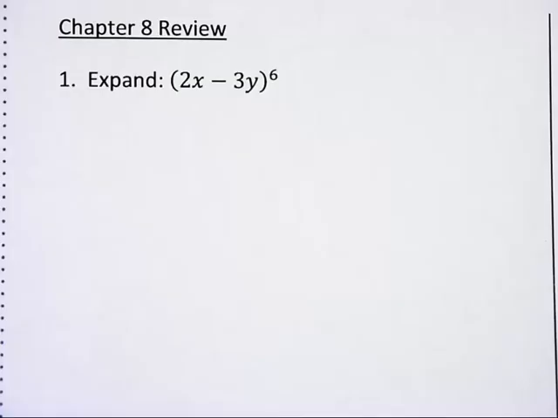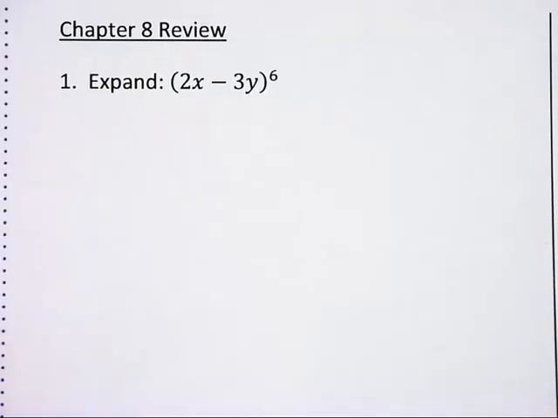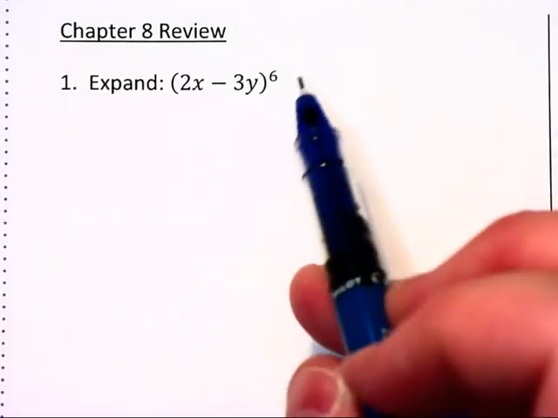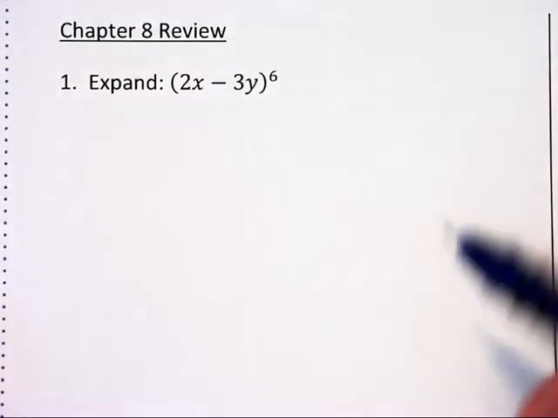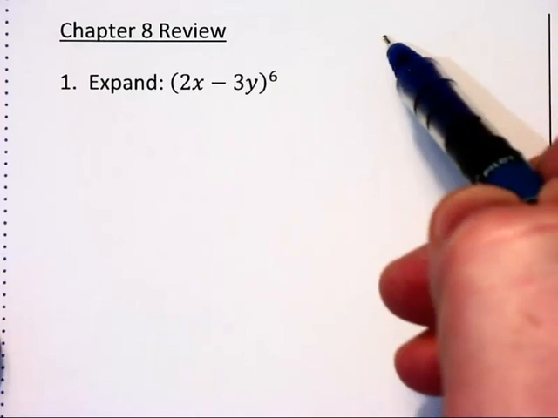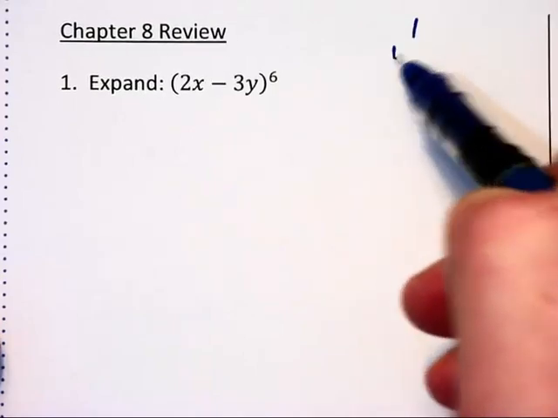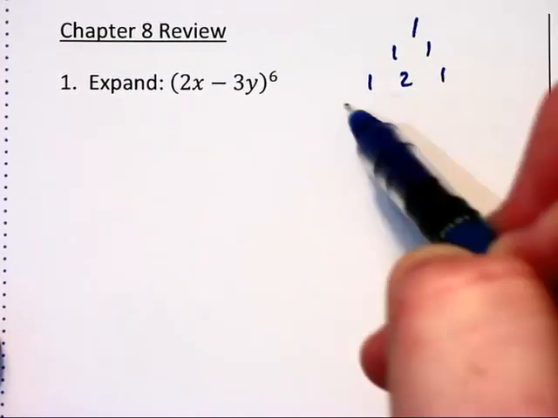Now let's begin our chapter review. We need to expand this binomial, and we notice the sixth power. The fastest way to do this is using Pascal's triangle and generating those binomial coefficients that we need.